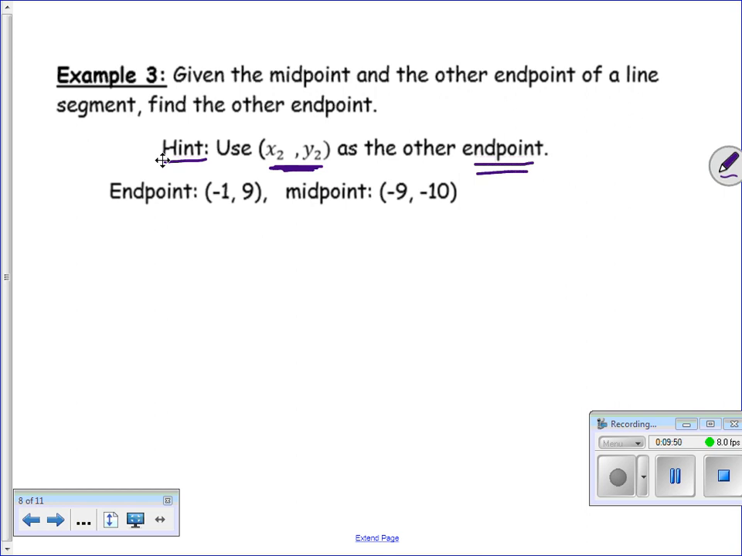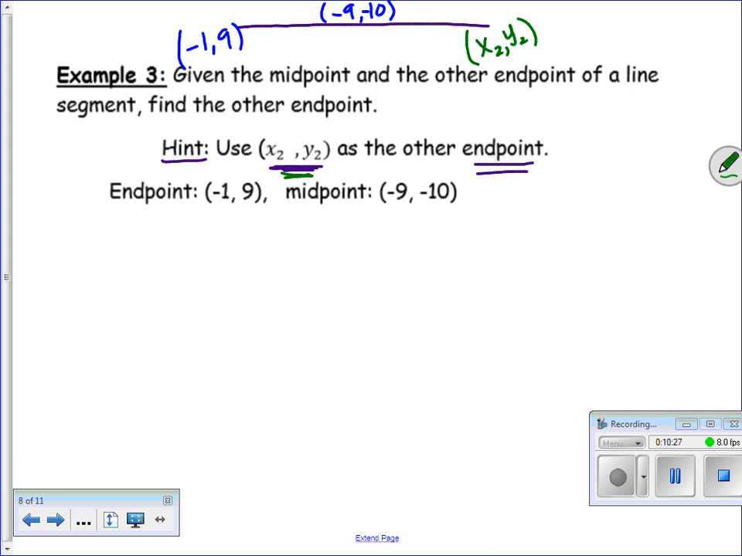So remember, we always draw a picture. So here's my line segment. And let's plug in what they gave us. They gave us one of those endpoints, and it's at (-1, 9). They also gave us the midpoint, and it's at (-9, -10). So I have an endpoint and I have a midpoint. What I don't have is that other endpoint, and they want us to use this in place of it. So x sub 2, y sub 2, because it's the other point.